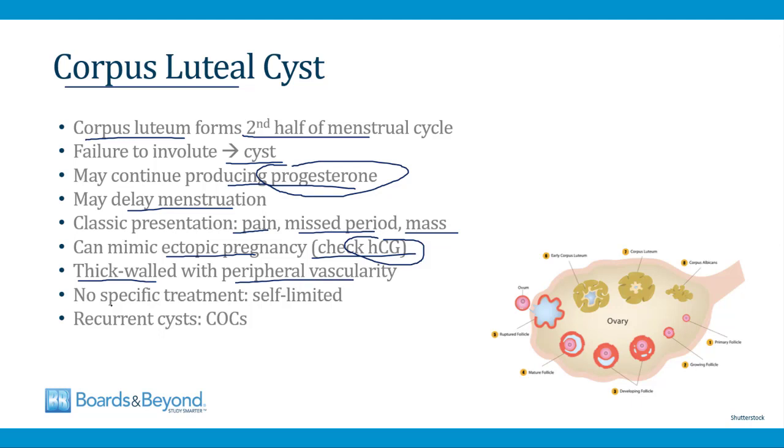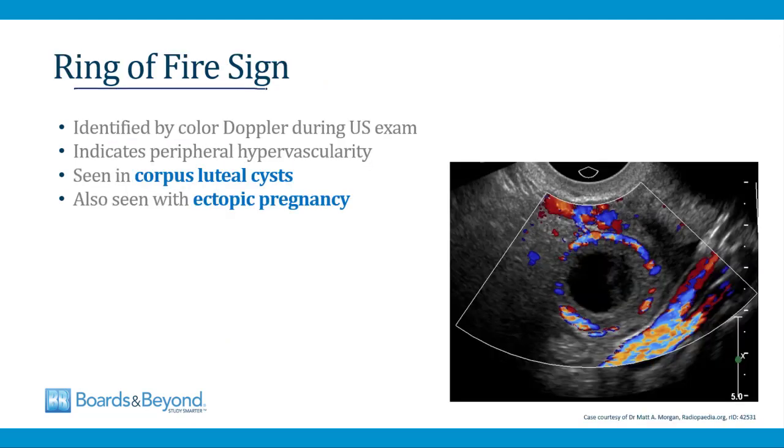And just like follicular cysts, usually a corpus luteal cyst requires no specific treatment. They're self-limited and they will resolve with time. In women who develop recurrent corpus luteal cysts, they can be placed on combined oral contraceptives, and this tends to limit the development of these cysts. The ring of fire sign is a sign on pelvic ultrasound in women with a corpus luteal cyst. It's identified by color Doppler during an ultrasound exam.